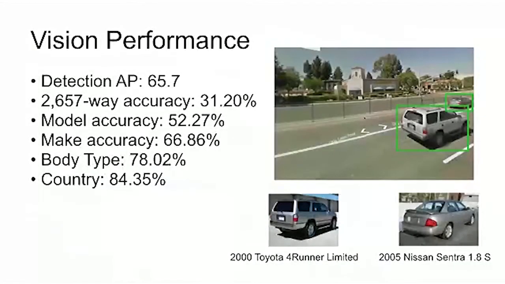So here's some of our accuracy. I'm not going to go that much into this detail. For example, 2,600-way accuracy is about 31%. That's really good for computer vision, to be able to distinguish between 2,600 very difficult, hard to distinguish classes and get 31% accuracy. At the model level, that's distinguishing between a Honda Accord versus a Honda Civic, it's much higher, 52%. At the make level, that means BMW versus Honda versus Volkswagen, etc., that's about 67%. Body type is whether it's an SUV or a sedan or a truck.